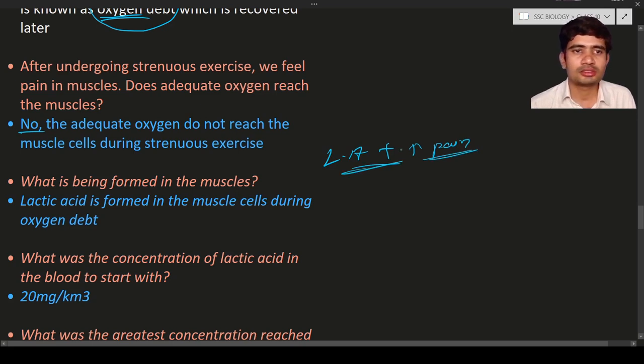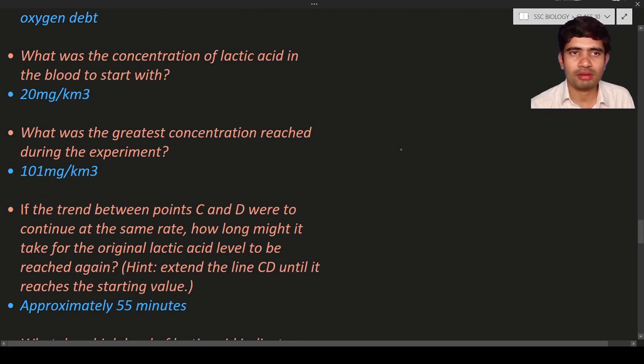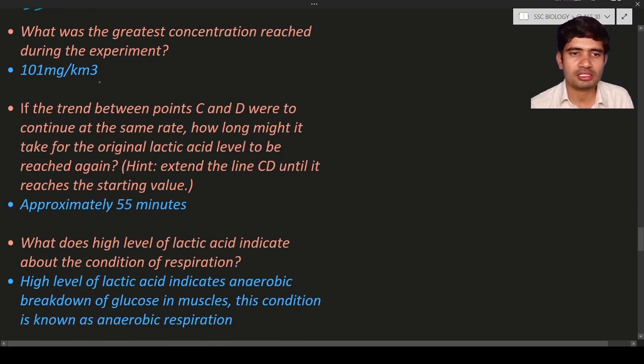Okay. So the next question is, what is being formed in the muscles? Lactic acid will be formed. The next question is, what was the concentration of lactic acid in the blood to start with? That is 200 milligrams per cubic kilometer. And so on. These are the small questions given in the textbook, and these are the answers.